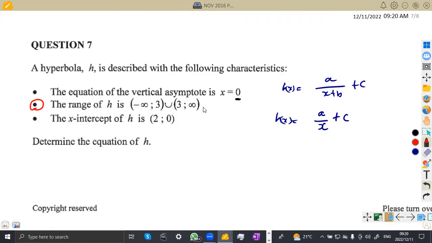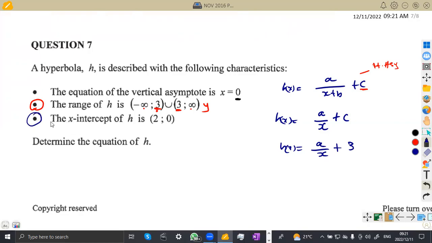We move on here, the range. Remember, range affects the values of y. So it's from negative infinity up to 3, which means y is going to be limited at 3. So that is the asymptote for y here. So c is equal to 3, because c is the horizontal asymptote for y. So that means our h(x) can now be written as a over x plus c, which is plus 3. That is what we have.